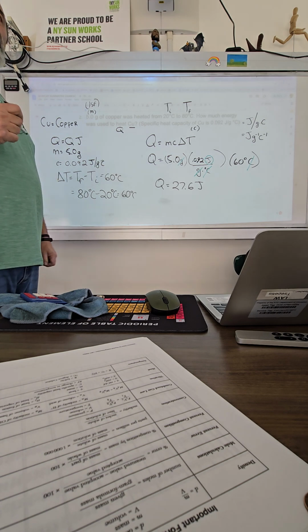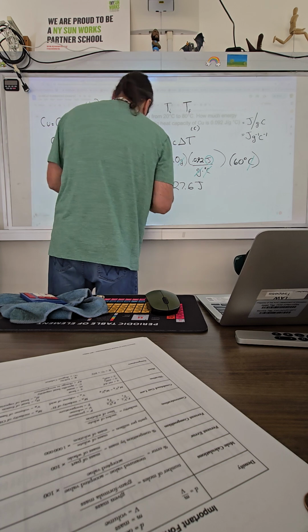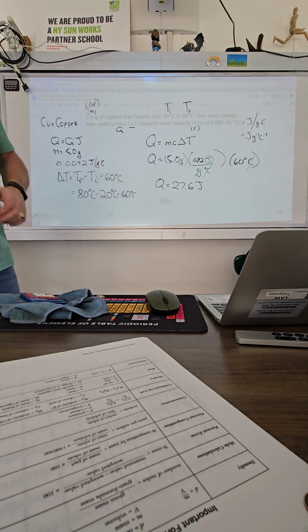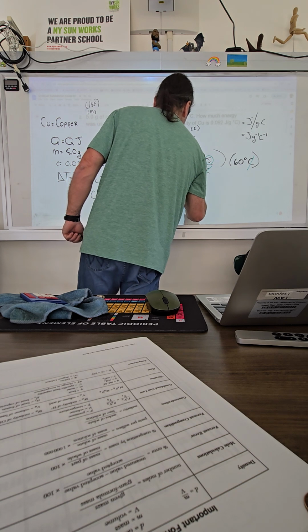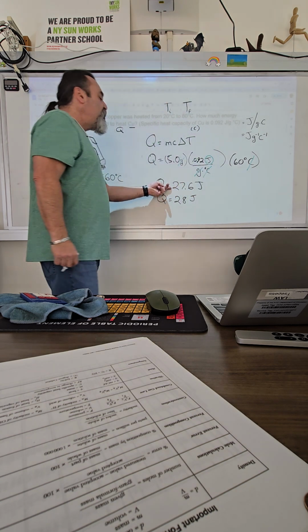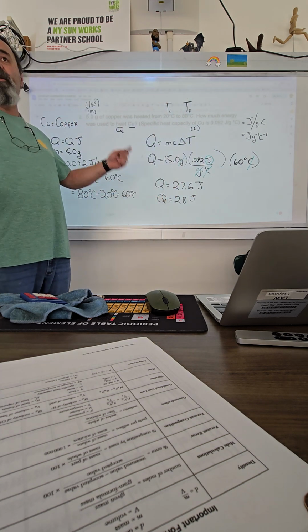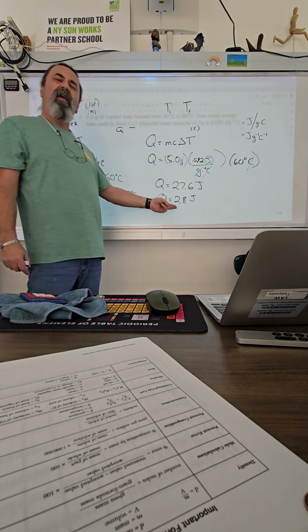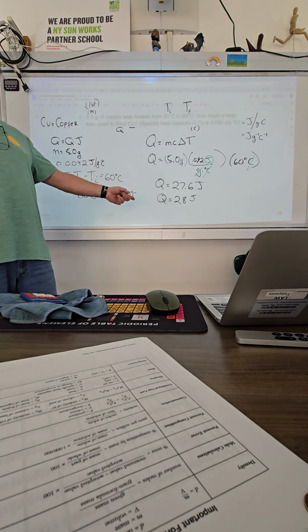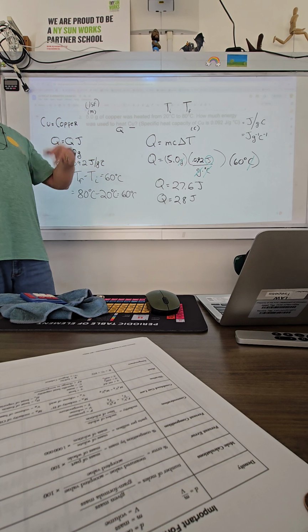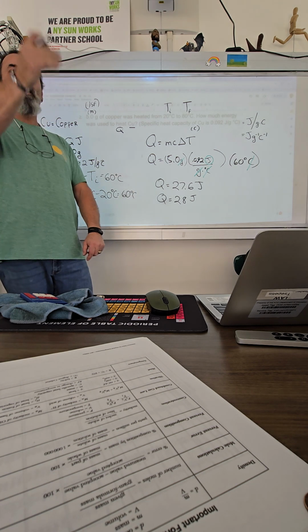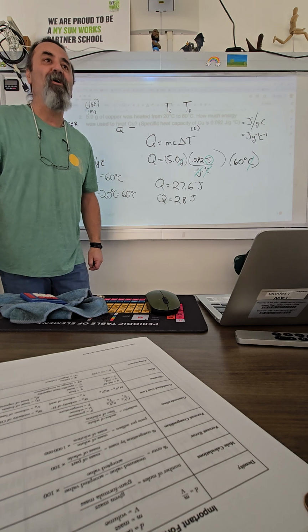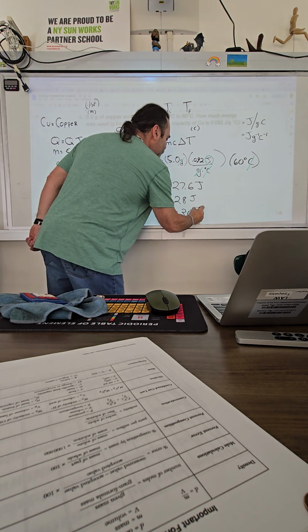I don't know how to explain it. Well, then what's the answer? 28? Okay, hold on. So Anaya is saying 28. Q equals 28 joules. Now, 27.6 rounded to the ones, as they say, is 28. Is that one significant figure though? No. It's not. So now we got to round it again to what? 3. It's going to be 30.